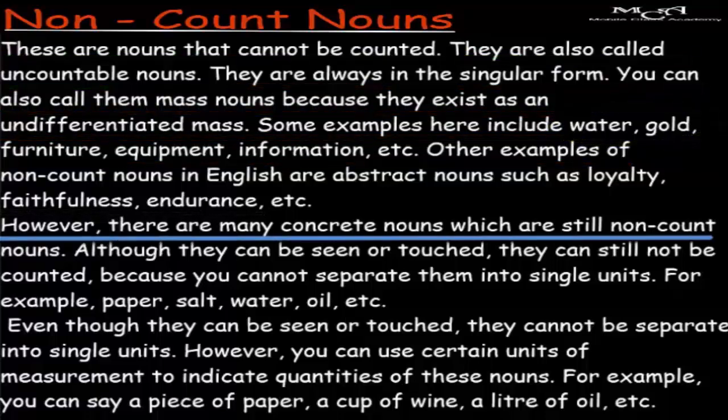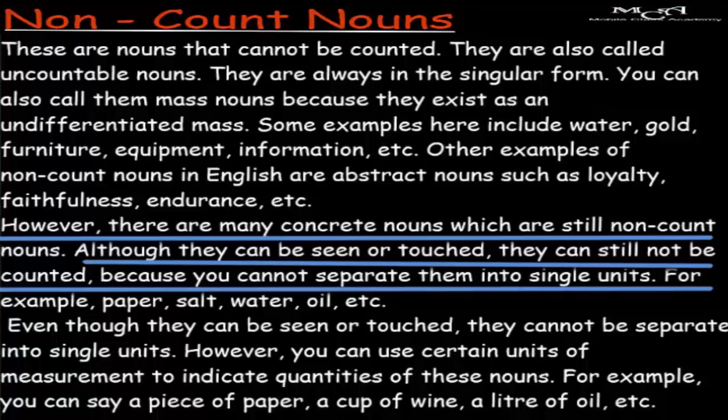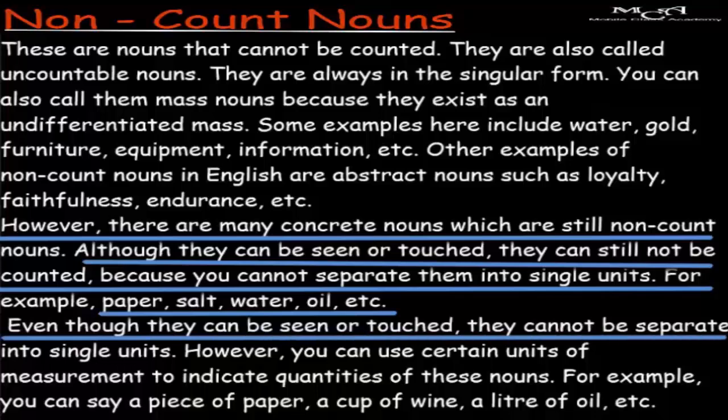However, there are many concrete nouns which are still non-count. Although they can be seen or touched, they can still not be counted because you cannot separate them into single units. For example, we have paper, salt, water, oil. These are concrete nouns. But until you begin to put them into a substance with which you can measure them, like a gallon, a jerrycan of oil, then you now talk of 10 jerrycans of oil, 10 gallons of water, 10 liters of water. That is the only way you can count them. Ordinarily, you cannot count water. So even though they can be seen or touched, they cannot be separated into single units.